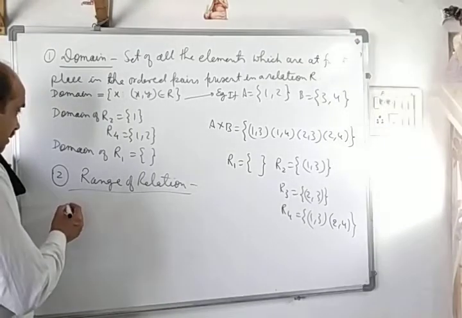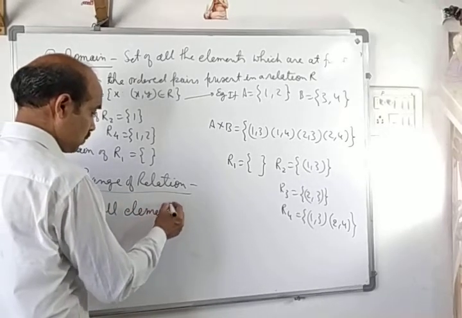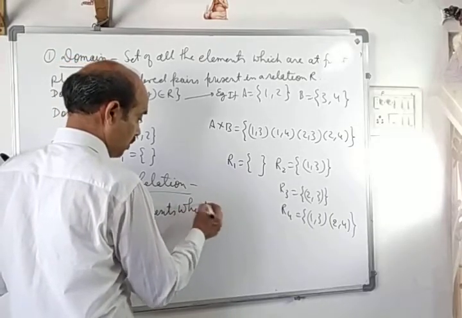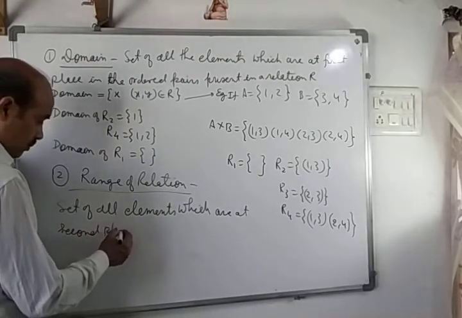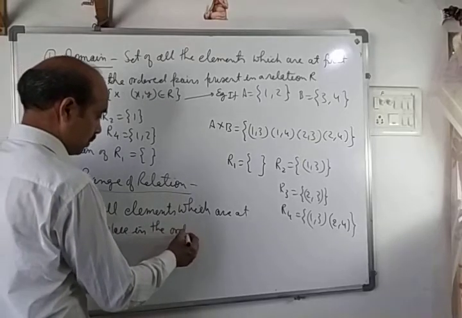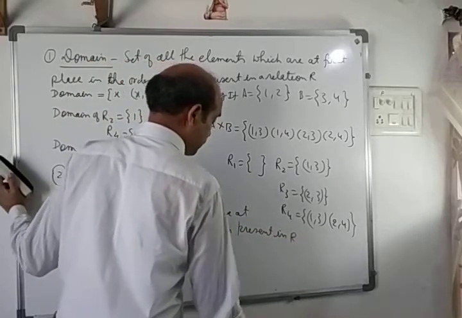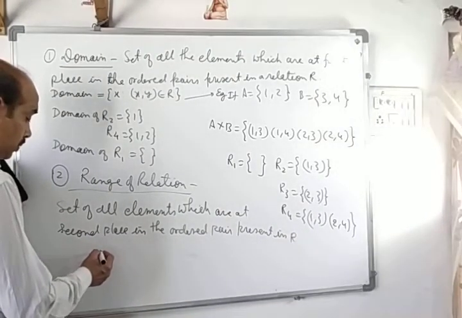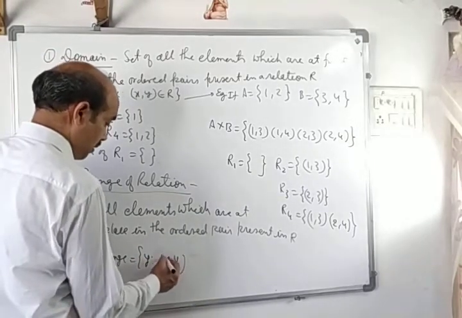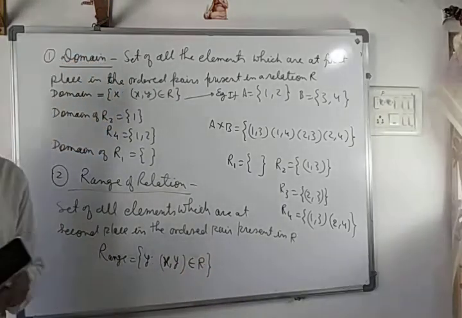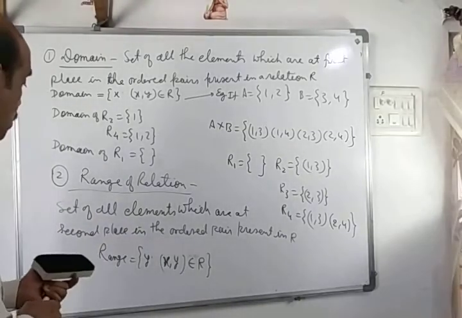But range, the definition is: the set of all elements which are at second place in the ordered pairs present in R, or in the relation R. So range is the set of y such that (x, y) belongs to R. So this is domain and range.